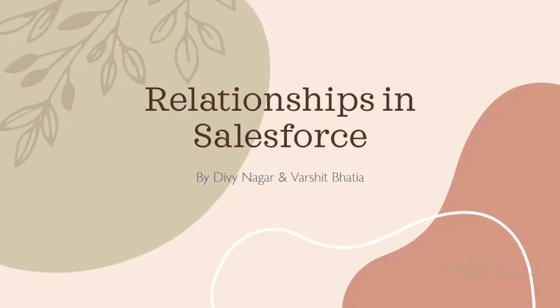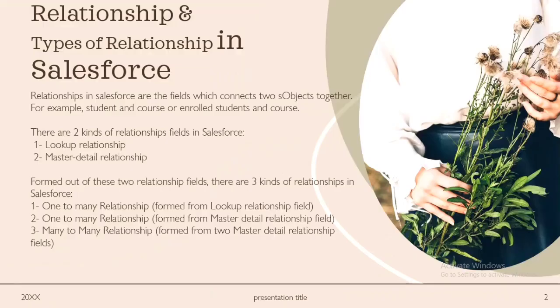In this particular video, we will study about relationships in Salesforce. Now, what do we mean by relationships in Salesforce? Relationships in Salesforce are the fields which connect two S objects together. Let's say if I want to connect a student S object with the course S object, I'll use a relationship field. There are two kinds of relationship fields in Salesforce. One of them being lookup relationship and another one is master detail relationship.